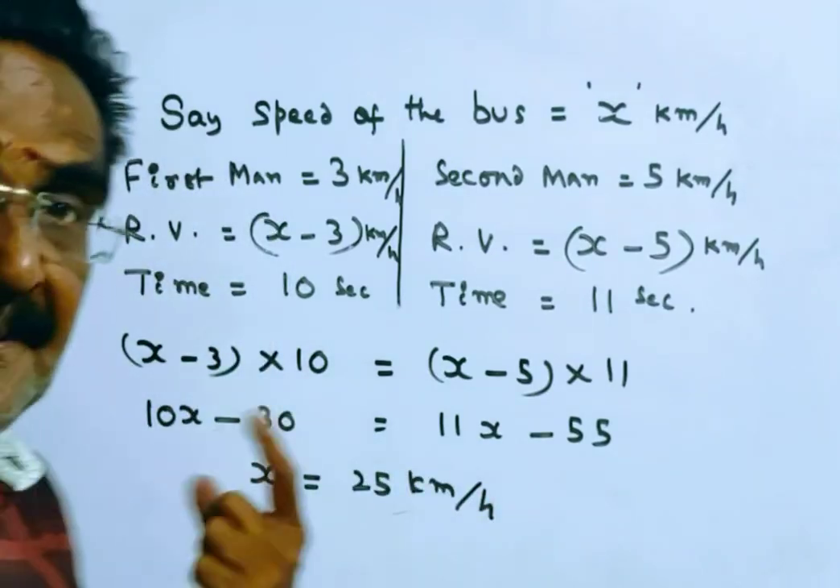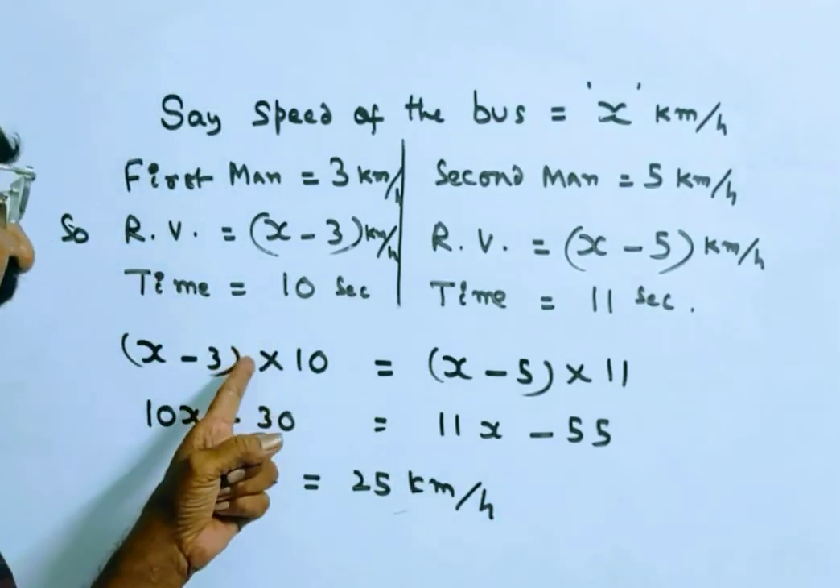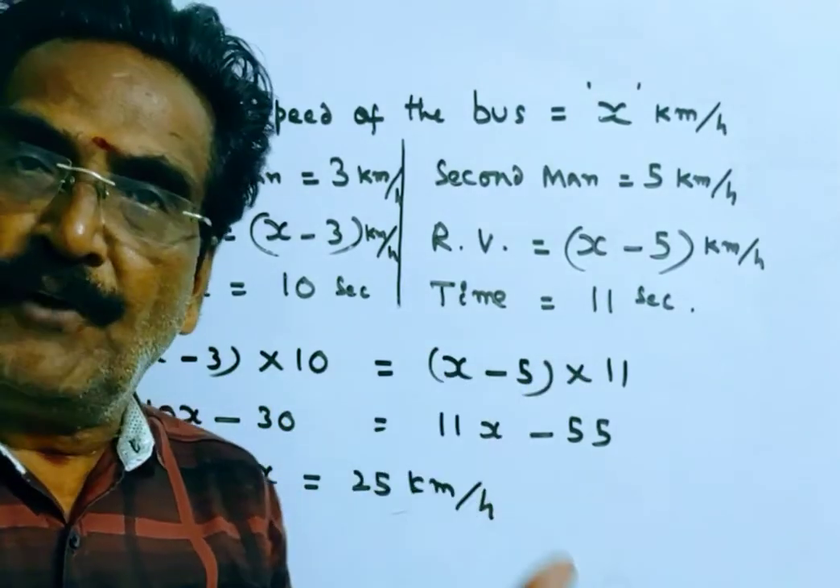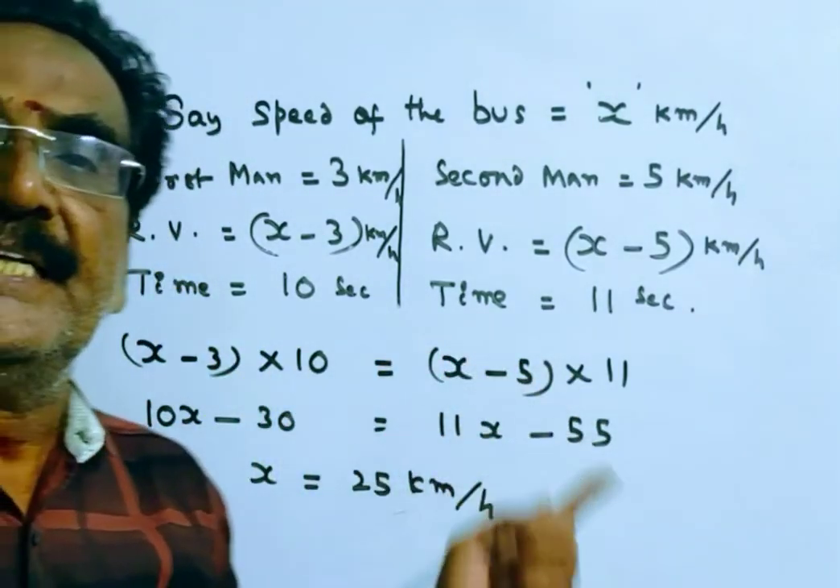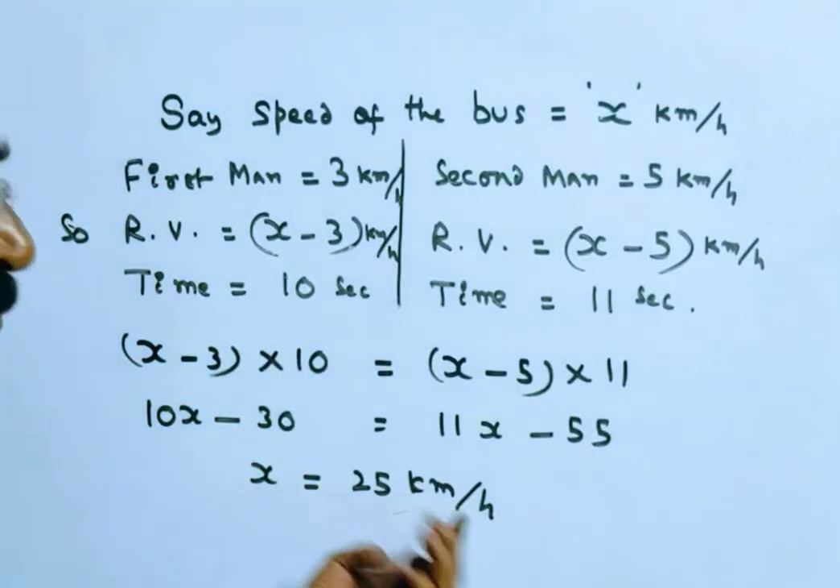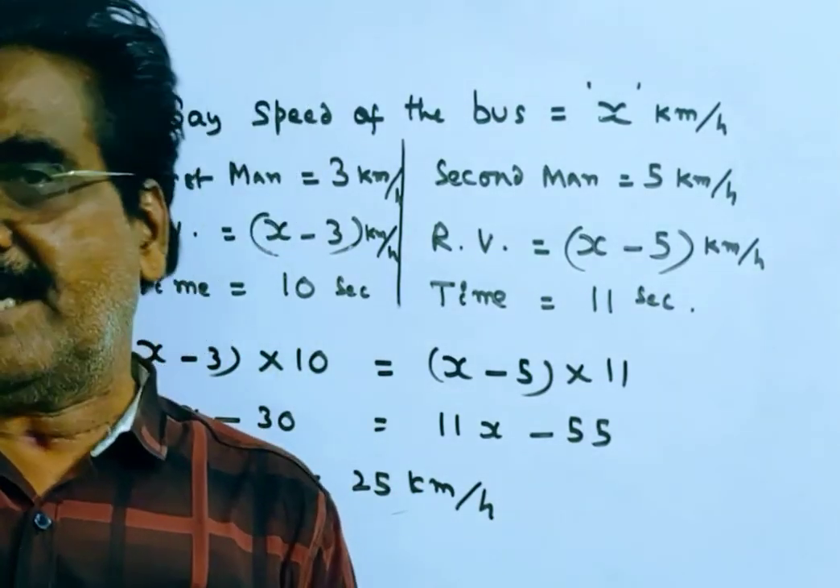This is the speed of the bus. Friends, here I have not done 5 by 18, because here also we have to do 5 by 18, and the 5 by 18 anyway gets cancelled. That is the reason why I have not done 5 by 18. So the speed of the bus is 25 kmph, friends.